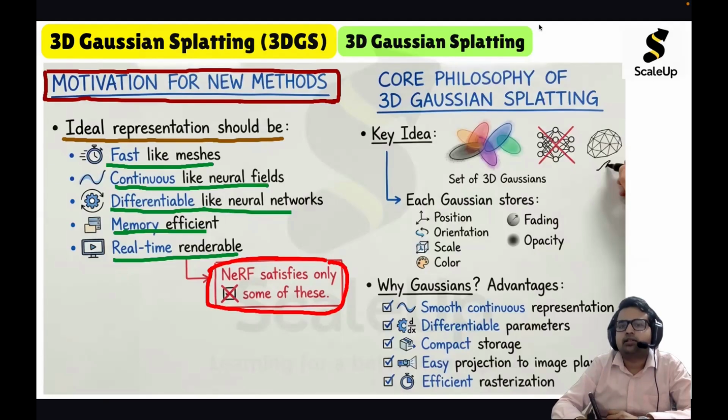And hence, we did research and we got something called 3D Gaussian splatting.